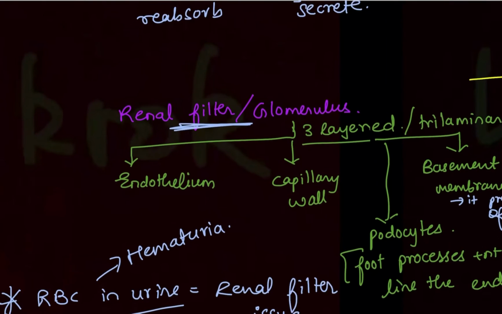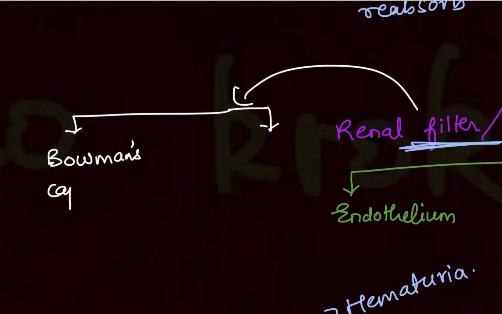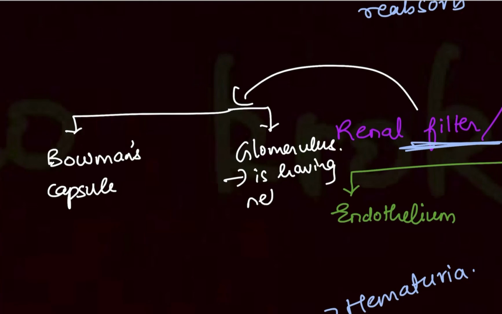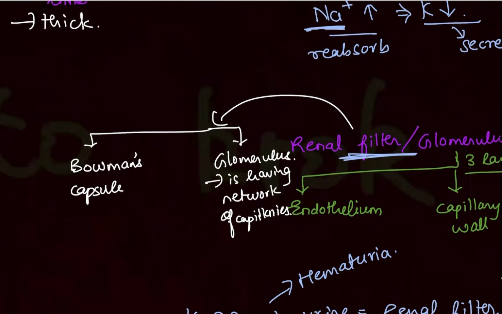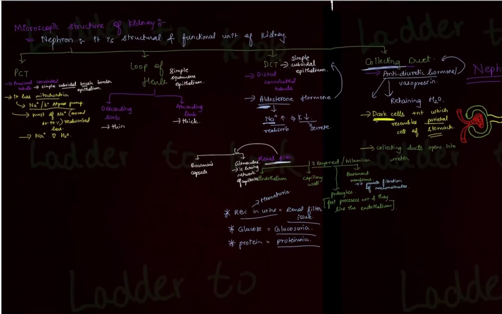Guys, make a small change in this renal filter, please. This renal filter is made up of two things. One is Bowman's capsule and another is glomerulus. The glomerulus has a network of capillaries, and this network of capillaries is held in a capsule known as Bowman's capsule. This glomerulus and Bowman's capsule together are your renal filter. So please make this small change and remember that.